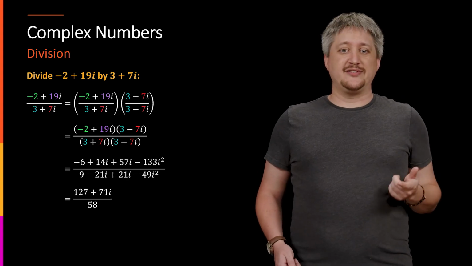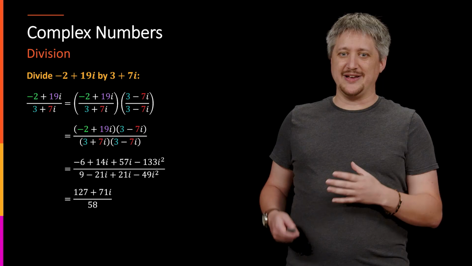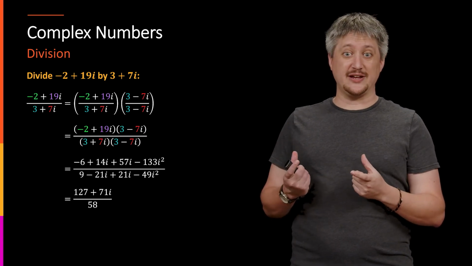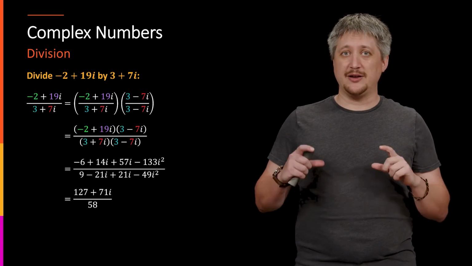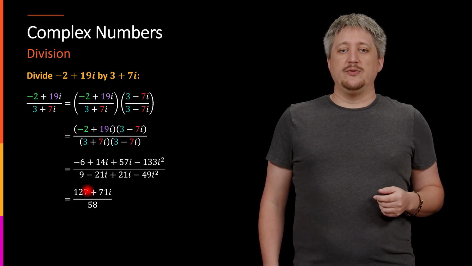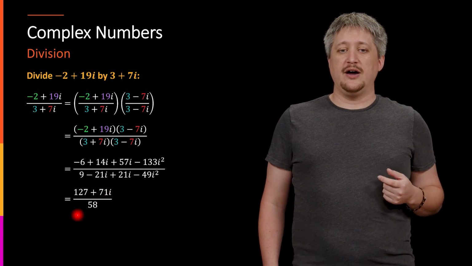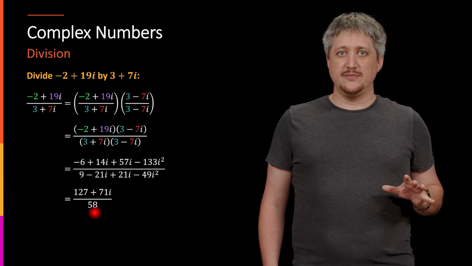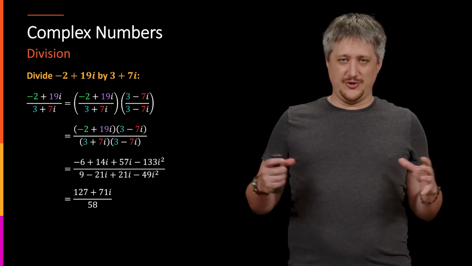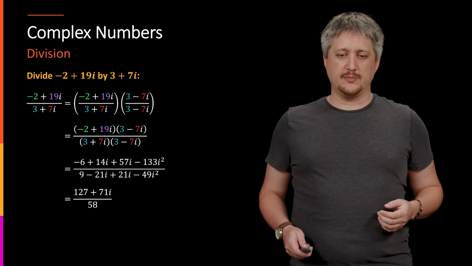So I have minus 6 plus that 14i plus 57i minus 133i squared. But again, that i squared is negative 1, so I can replace that in the top and bottom wherever I see i squared. Cleaning all that up, I end up with 127 plus 71i in the top, all over 58. That's replacing the i squared with negative 1 and then combining all the like terms.